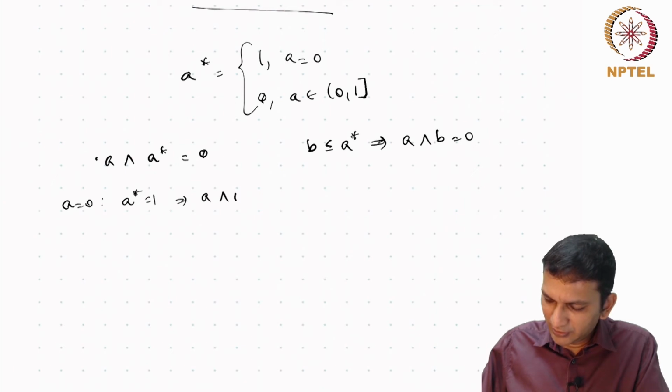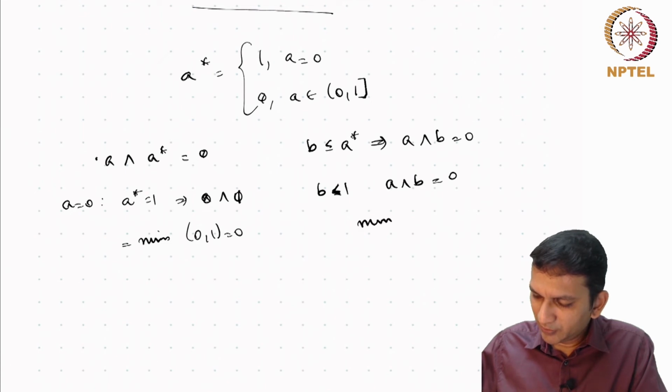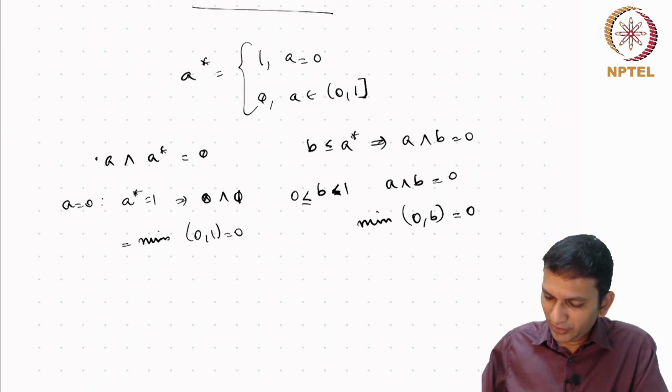Now, if A is equal to 0, we see that A star is 1, which means A meet A star is the minimum of 0 and 1, which is 0. So this is valid. Now, since A star is 1, B could be anything less than or equal to 1. So let's assume that B is at most 1. Now what we need to show is that A meet B should be equal to 0. But note that A is 0, so this is interpreted as the minimum of 0 and B, which is 0. So for A equal to 0, we see that both these properties are valid.